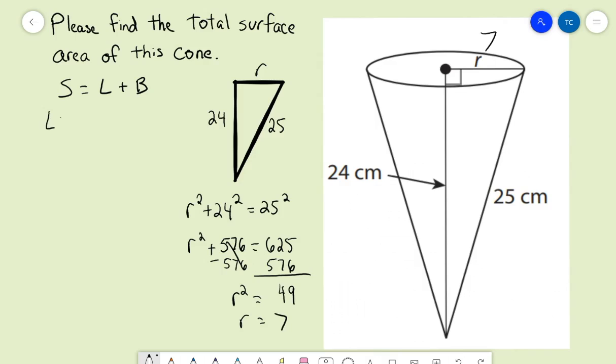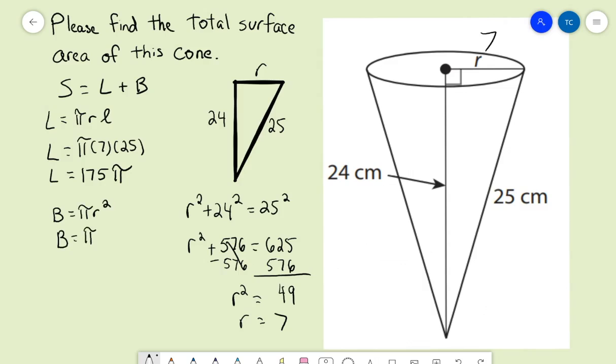Remember, the lateral area is pi times radius times slant height. So we can plug this in. We've got pi times the radius of 7 times 25. 25 times 7 is 175 times pi. Now let's get the base. The base of a circle is very easy. Remember, that's pi times the radius squared. We know the radius is 7, so it's pi times 7 squared. And then we're left with 49 times pi.